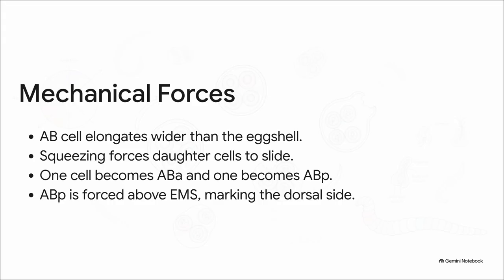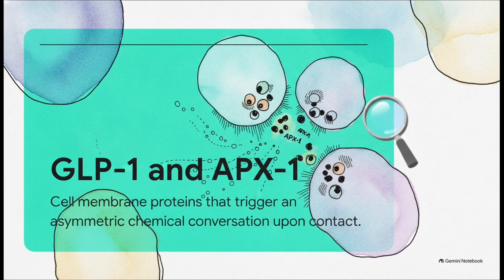This sliding action forces the ABP cell to ride up and wedge itself directly on top of another cell underneath it called the EMS cell. Just by running out of room, the ABP cell gets squeezed into a brand new physical location. And that new top position officially marks the future dorsal side, or the back, of the entire animal. This brilliantly illustrates how physical positioning sets the stage for destiny.